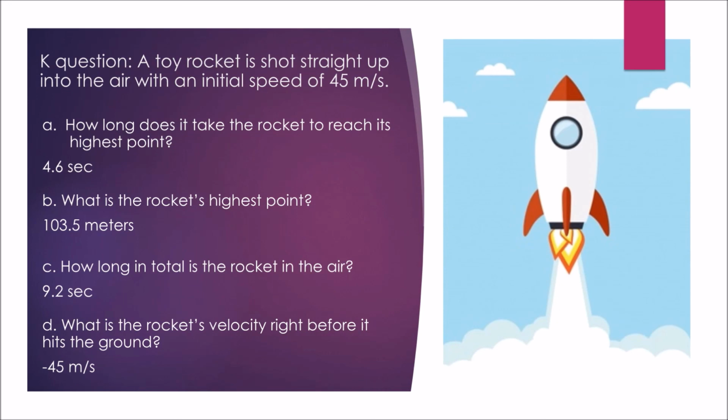What's the rocket's velocity right before it hits the ground? You don't even have to do any math for this one. It is exactly the same as the initial velocity, just in the opposite direction.